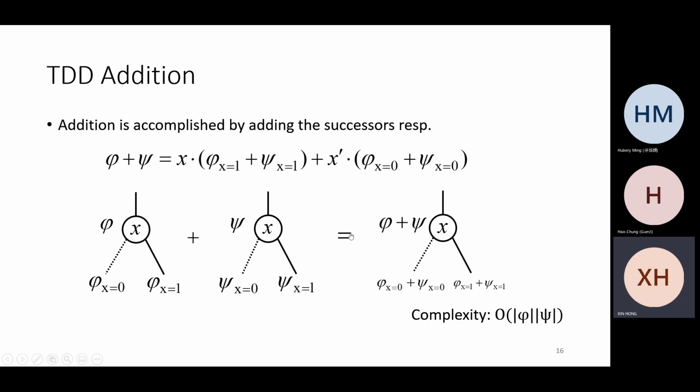So if you want to do the addition of these two tensor decision diagrams, you only need to do the addition of these two 0 successors and the addition of these two 1 successors, and then they should be connected to a node labeled with index x, and the corresponding results should be used as the corresponding 0 successor and 1 successor.